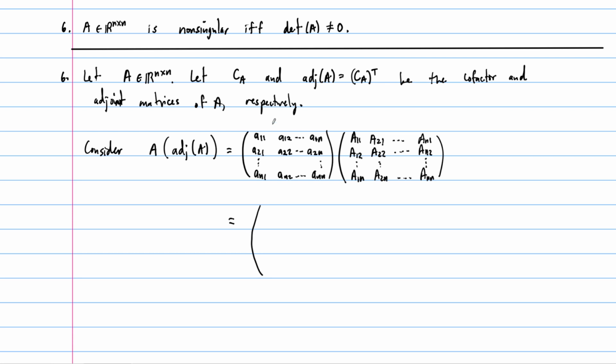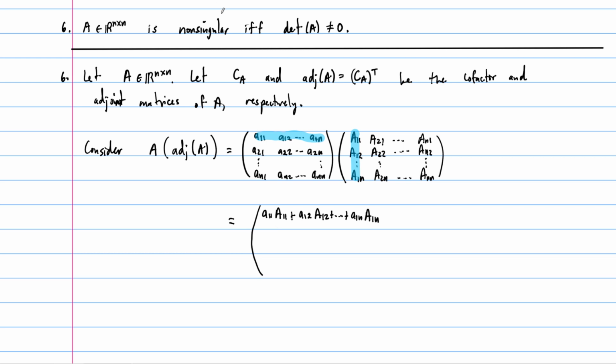Let me highlight these. The first one we want to do is the 1-1 position of the product, which is going to be the first row of A times the first column of the adjoint matrix. And when we write this out, look what happens. We get lowercase a11 times capital A11 plus lowercase a12 times capital A12, etc., all the way up through lowercase a1n times capital A1n. So that's in the 1-1 position of the product.